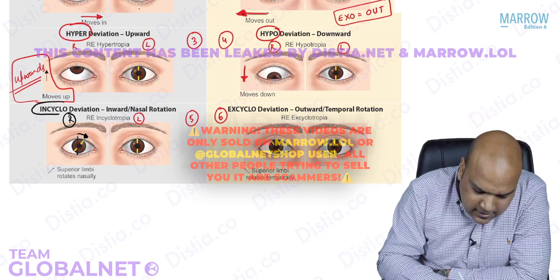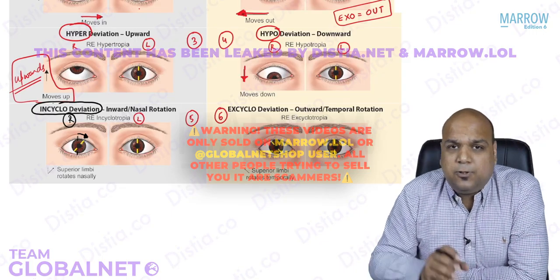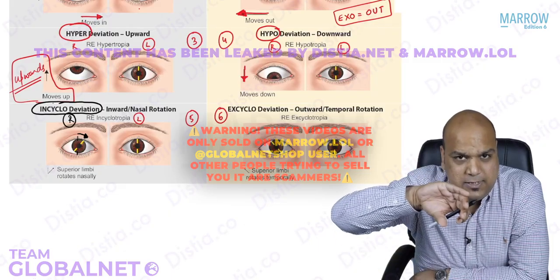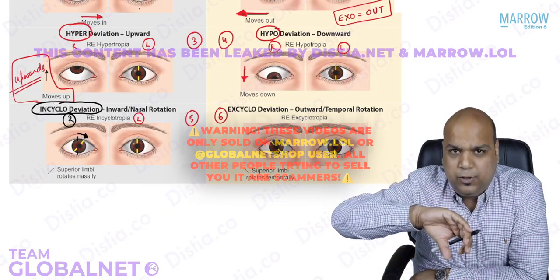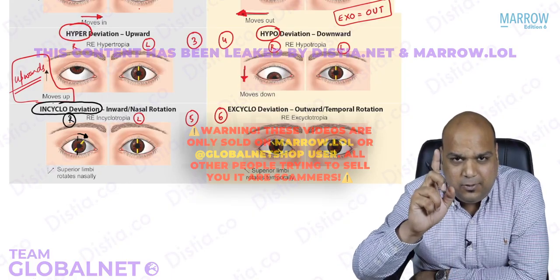Intorsion deviation gets the name incyclodeviation. Am I clear to everybody? So the eye rotating inwards, normal movement, is called intorsion. Deviation is called incyclodeviation. Are we clear about this?